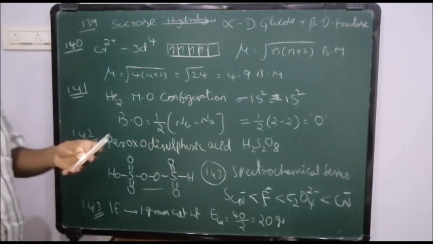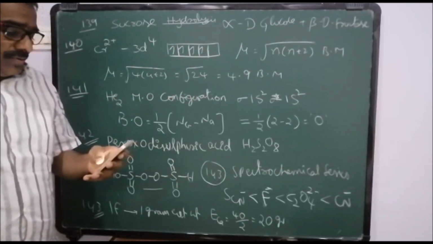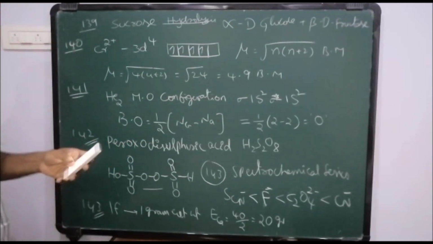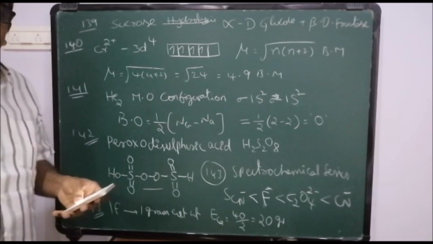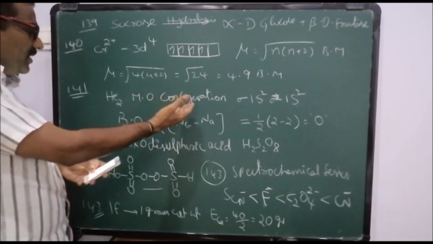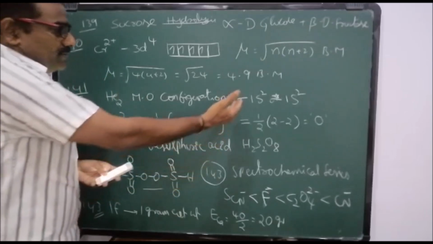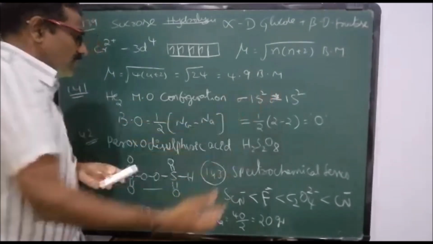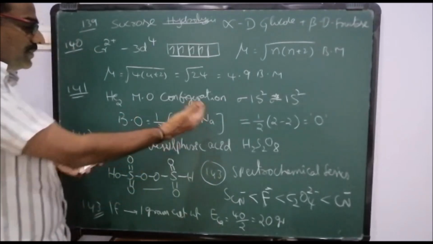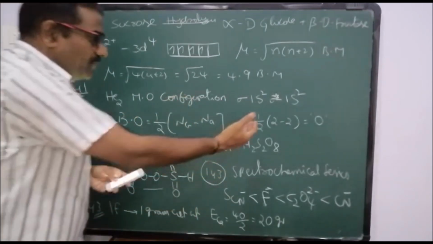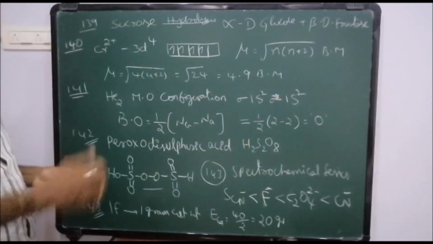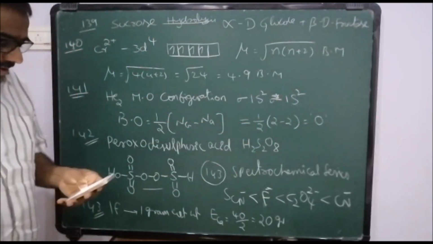Question number 141. Identify a molecule which does not exist. Among all these molecules, the He2 molecule does not exist. If we write the molecular orbital configuration of He2, that is sigma 1s2, sigma star 1s2, where the bond order is equal to half of the number of bonding electrons minus anti-bonding electrons, that is half of 2 minus 2, which is equal to 0. As the bond order is 0, the He2 molecule does not exist.